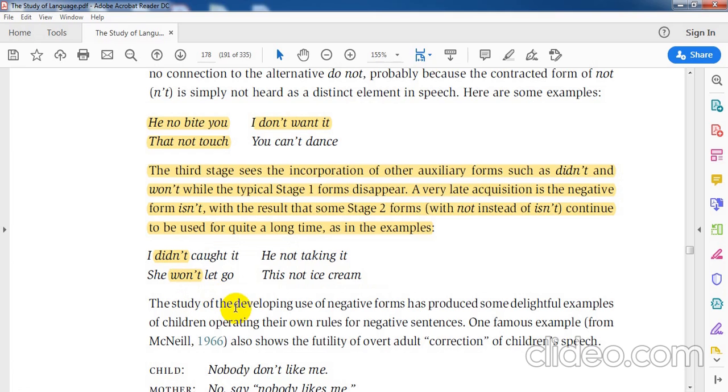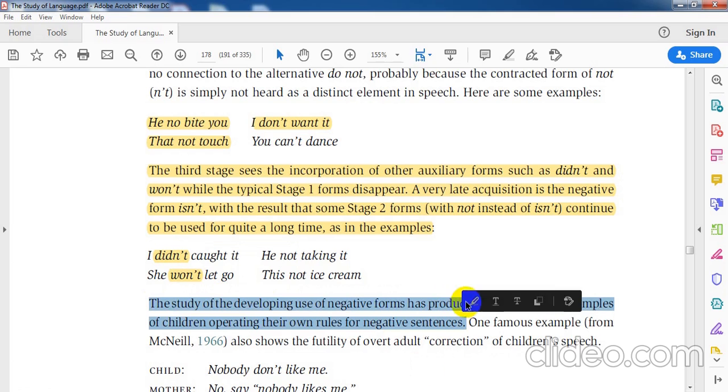The study of the developing use of negative forms has produced some delightful examples of children operating their own rules for negative sentences. One famous example is from McNeill, 1966, as you see here.